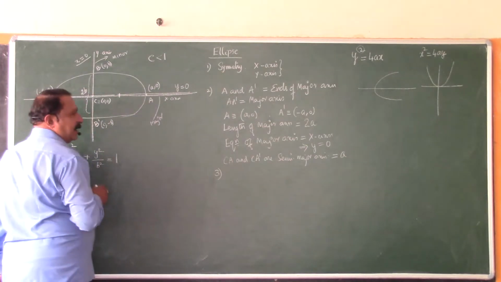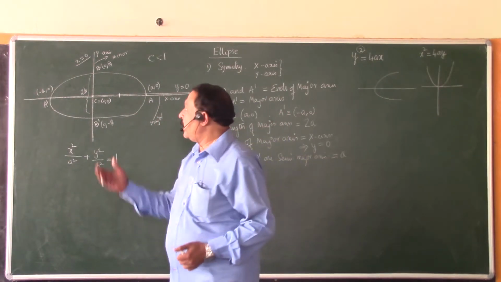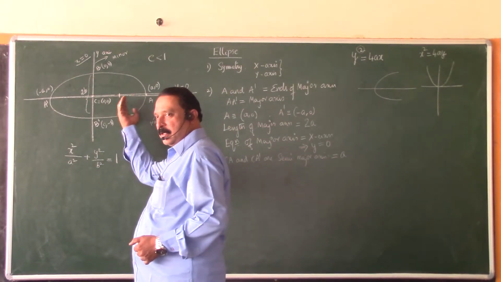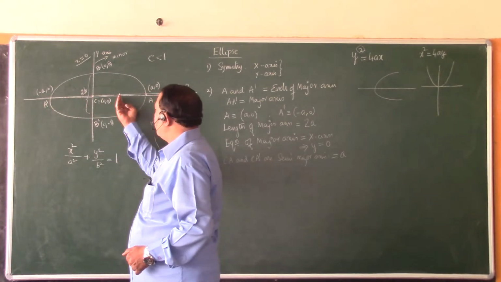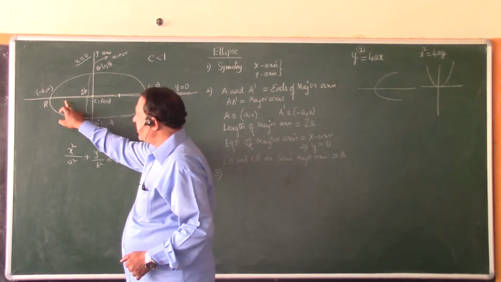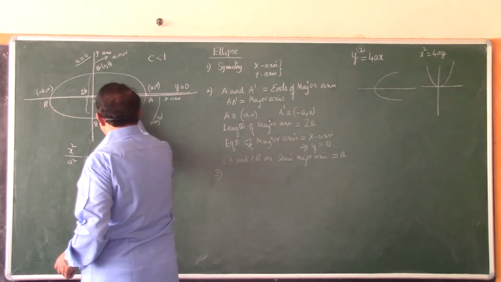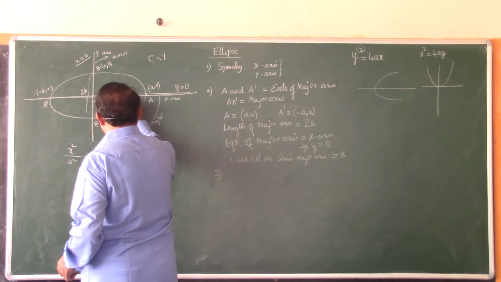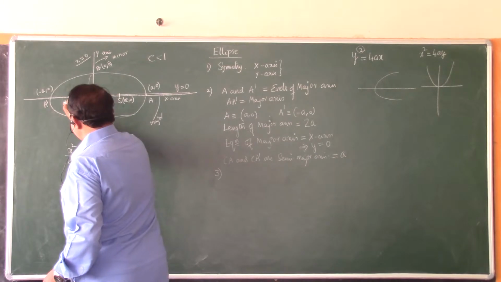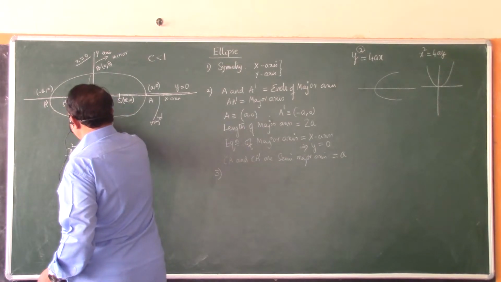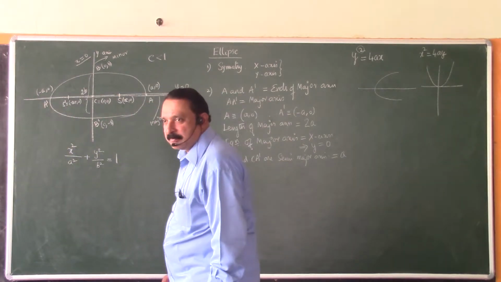See, due to symmetry, since the curve is symmetrical about both the axes, whatever you have on one side of the ellipse should be present on the other side also. So if you have one focus here, there must be another focus also. So due to symmetry, we have the first focus situated at AE comma 0 and the second focus S dash, that is minus AE comma 0, where E is the eccentricity of the ellipse.